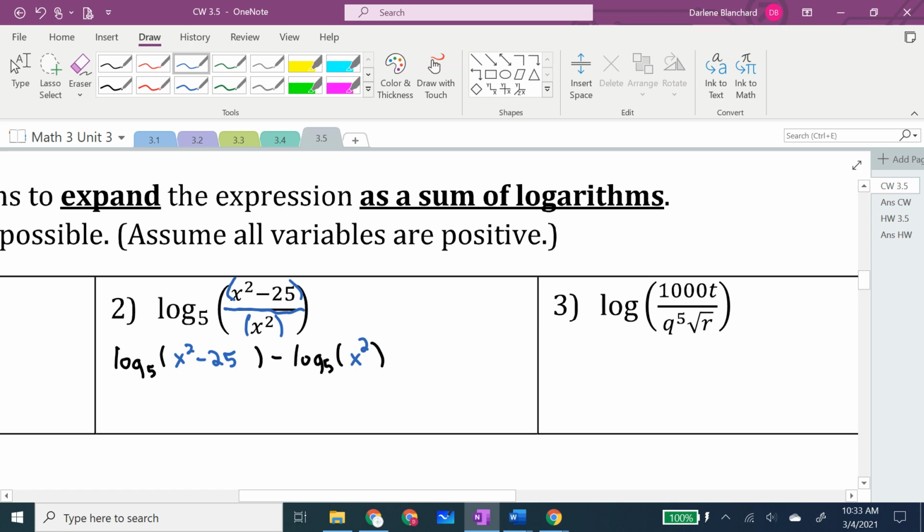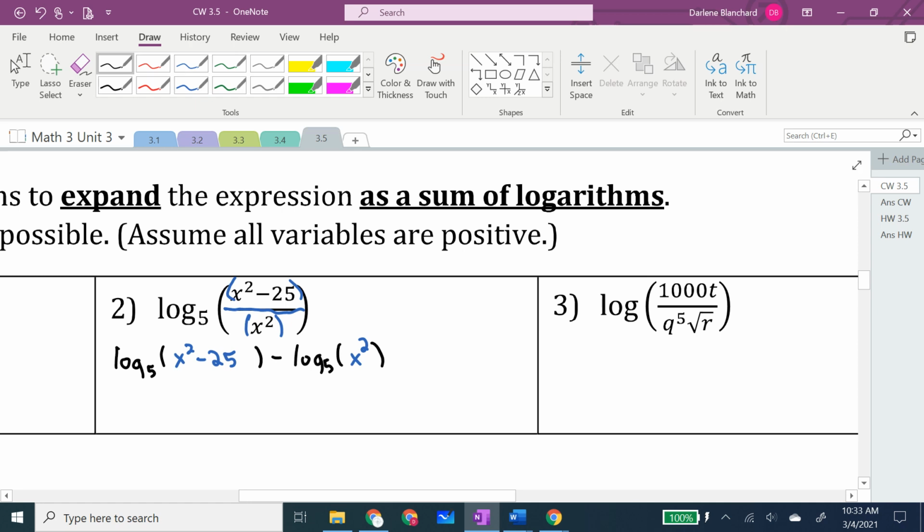Now look at the x squared minus 25. Do you feel the need to factor that? I'm not going to throw this on a quiz or a test, because I wouldn't expect you to just look at that and realize, oh, I can factor that and I can expand further. I don't expect you to see that.